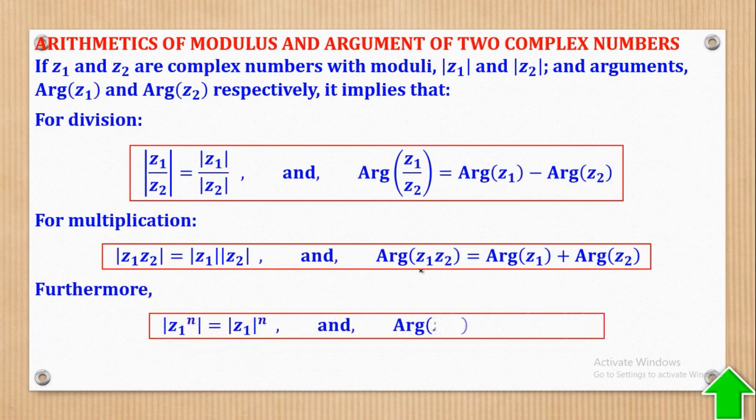Furthermore, they can also give you powers. So z1 raised to the power n, the modulus of z1 raised to the power n is the same as modulus of z1 alone, then you raise to the power n. Then for argument, just like it is in logarithm, for example, log a to the power n is the same as n log a. So even here, argument of z1 raised to the power n is the same as n times argument of z1. So those are the three basic concepts when we are dealing with modulus and argument of two complex numbers.